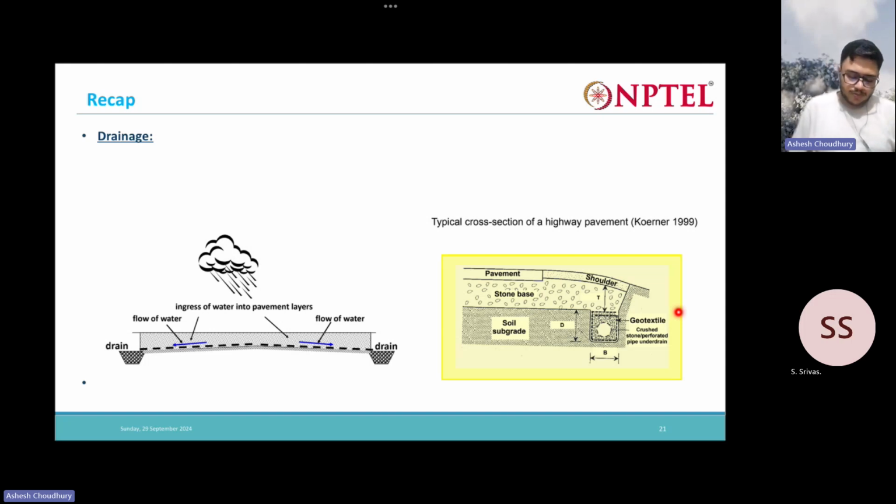As I said, say you have a pavement like this, and below it in the subgrade we can put a geotextile. As it rains, water will enter the pavement and percolate down to the geotextile. The geotextile is going to carry the water through it and finally drain it out into the drains. This is the main purpose of the geotextile here: to carry the water through it and drain it out.